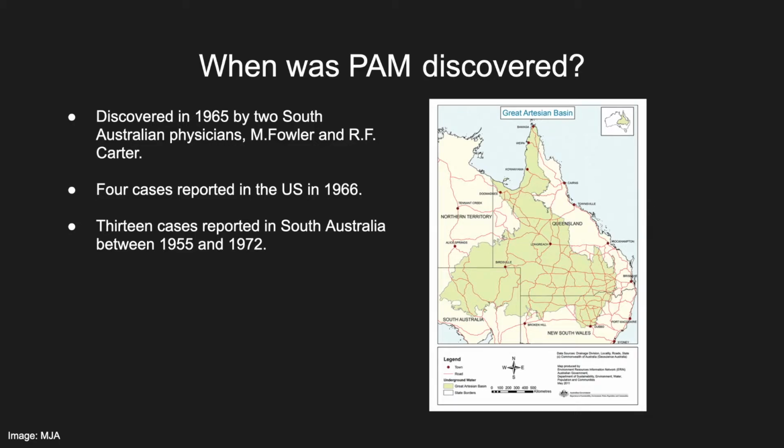The map here that I have included shows the Great Artesian Basin in Queensland, Australia. Basically, water was pumped from the basin across miles and miles of rural land to all these homes that were in this area. As that water was pumped over these long distances, it was creating the perfect environment for the amoeba to grow and to live. And it resulted in 13 cases, which occurred between 1955 and 1972 in South Australia.